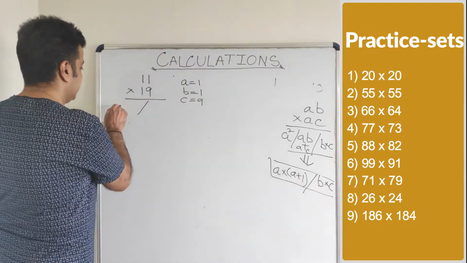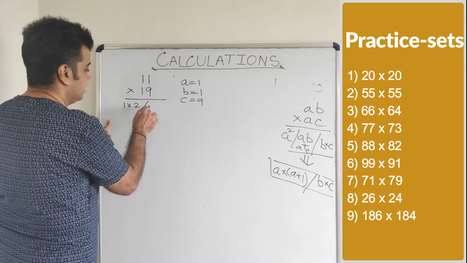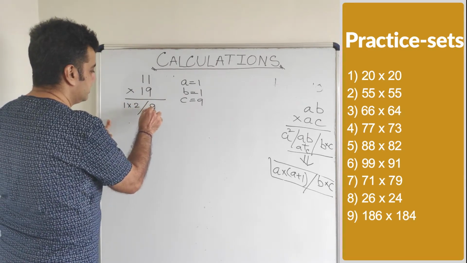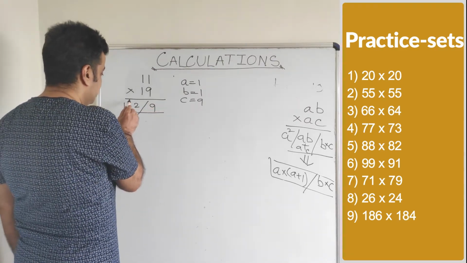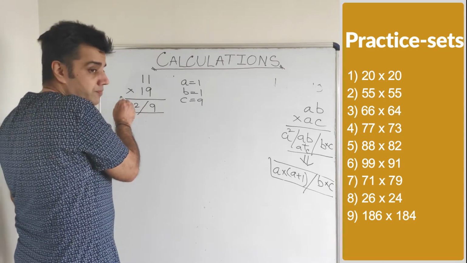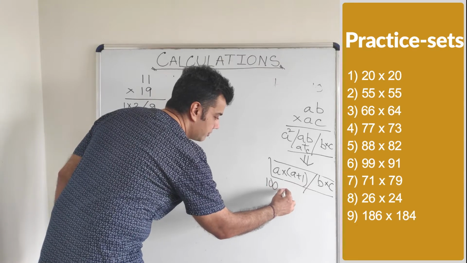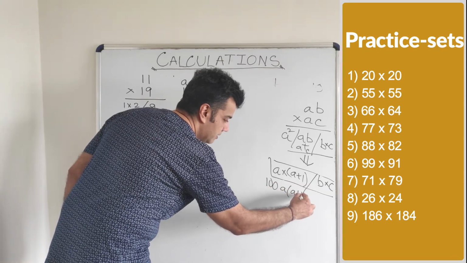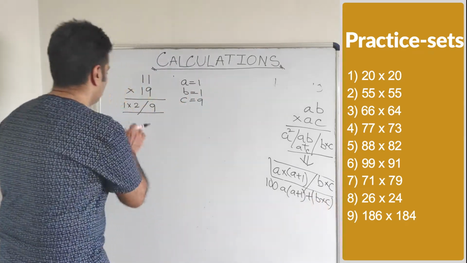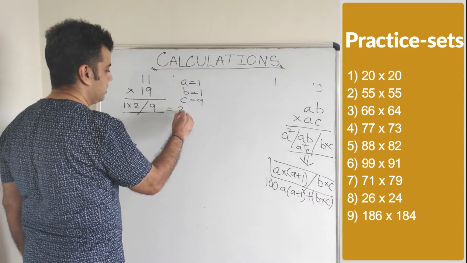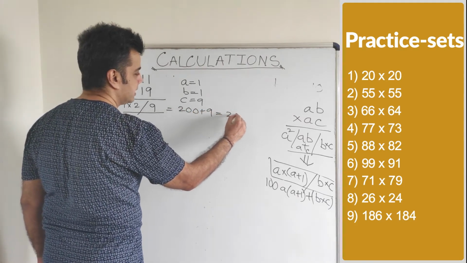On the left hand side, you have to multiply a with a plus 1, which is 2, and on the right hand side you write 1 into 9, which is 9. But when working out the answer, remember that this is my hundreds value. So the answer is 100 times a into a plus 1, plus b into c. So this becomes simply 200 plus 9, which can be written as 209.